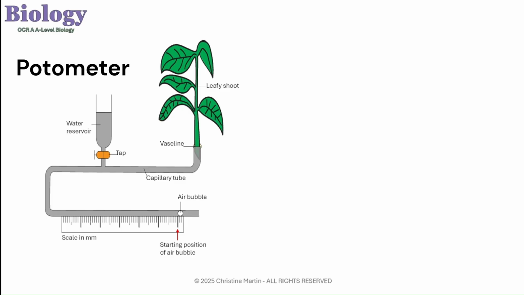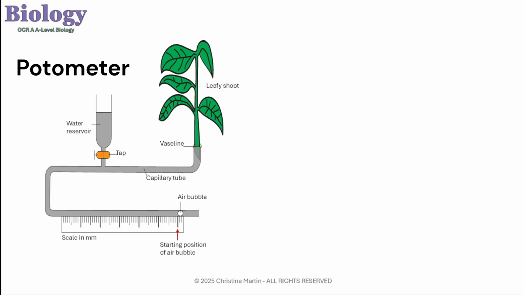A potometer measures the water uptake by a plant by measuring the distance moved by an air bubble along a scale over a specified time. A leafy shoot is cut underwater and at a slant to increase the surface area for water uptake and to prevent air from entering the xylem. This avoids the formation of air bubbles, which would break the continuous column of water by disrupting the hydrogen bonds between the water molecules and stopping the transpiration pull.